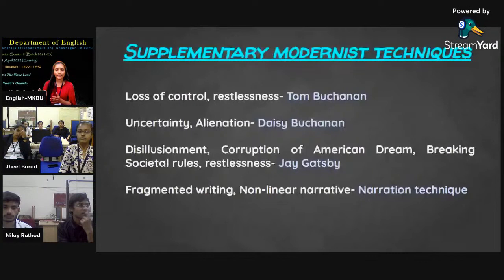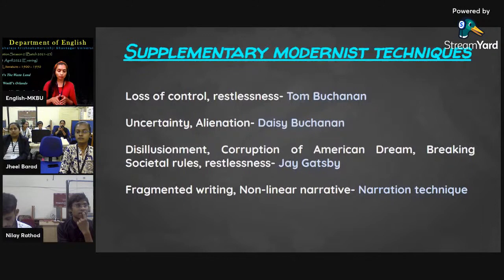Then uncertainty and alienation are seen in Daisy Buchanan. Daisy was uncertain about having a relationship with whom? Gatsby, an emotional relationship, or to secure herself with wealth with Tom. And alienation is seen. She is having a happy married family, she is having a daughter, but she feels alone, and she is going towards Gatsby for an emotional relationship.